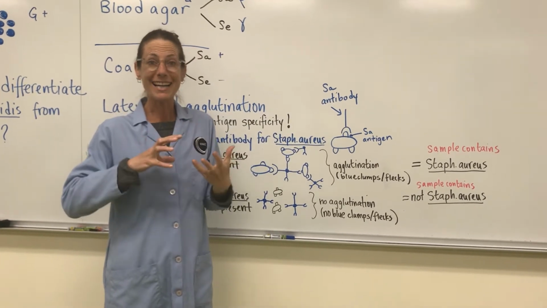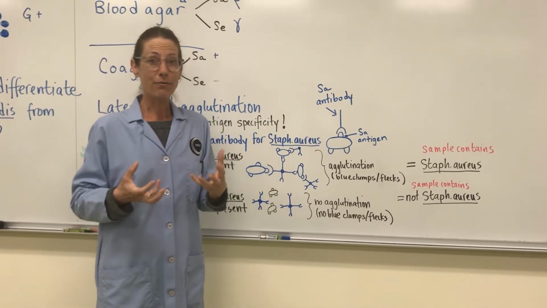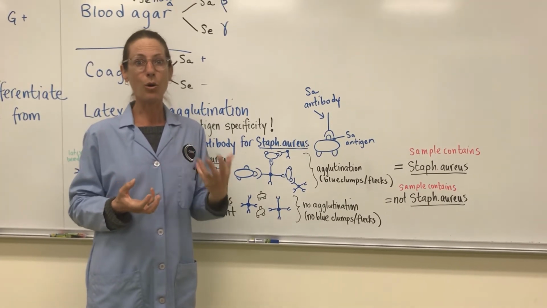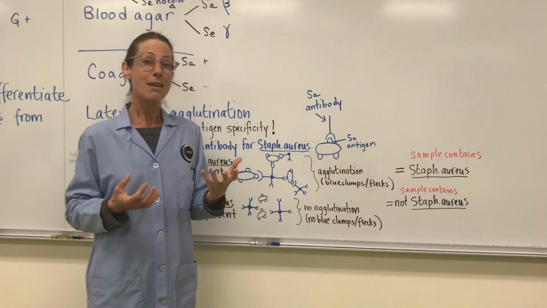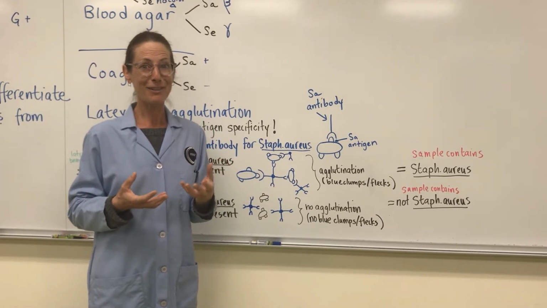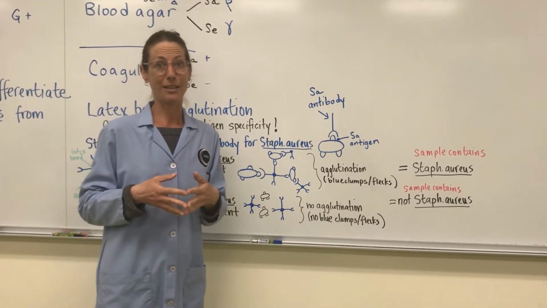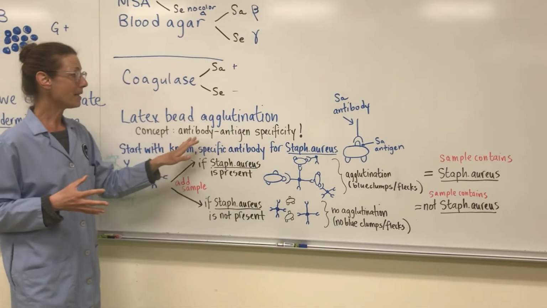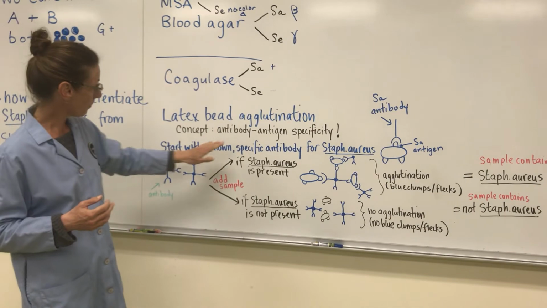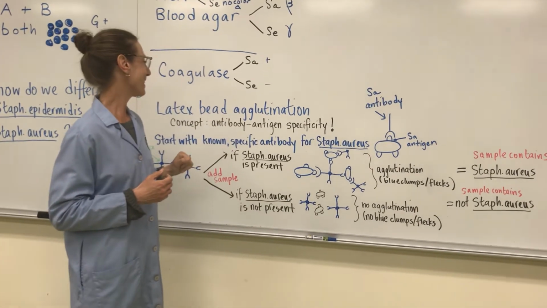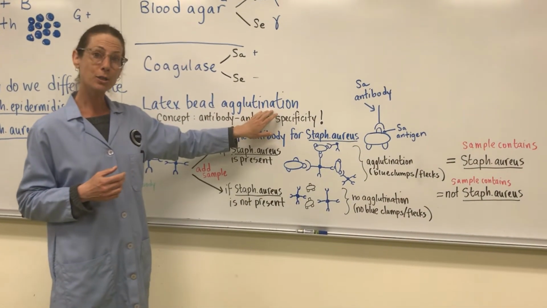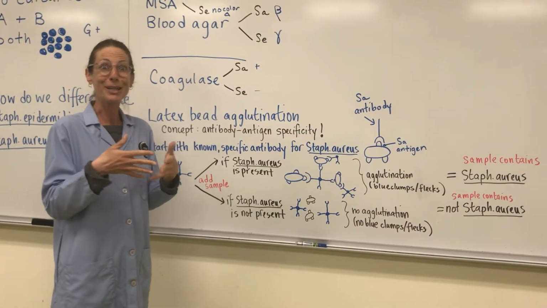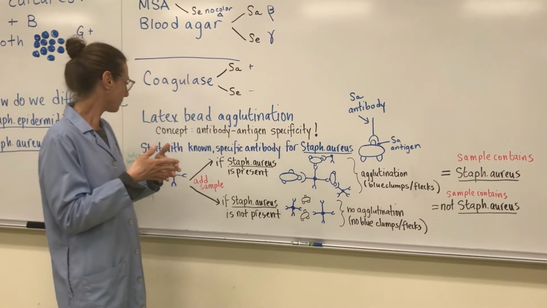So they're like a lock and a key. And therefore, we can know if a particular pathogen or organism is present if we have an antibody that's specific for that particular organism. So these latex bead agglutination tests, again, rely on antigen-antibody specificity, but also agglutination. One of the properties of antibodies is that they cause agglutination or clumping.